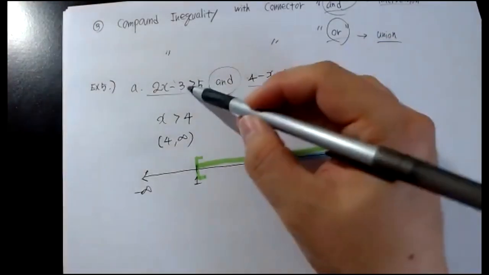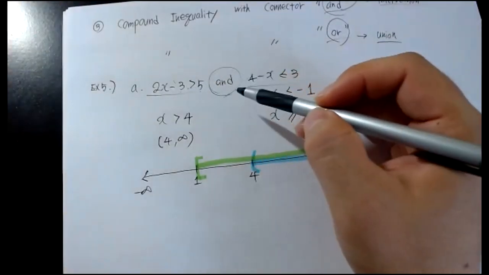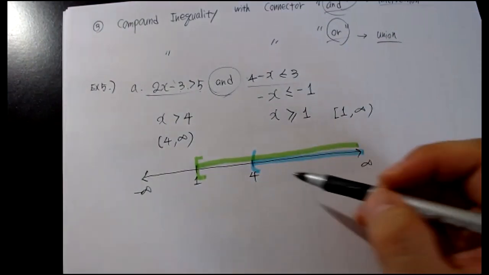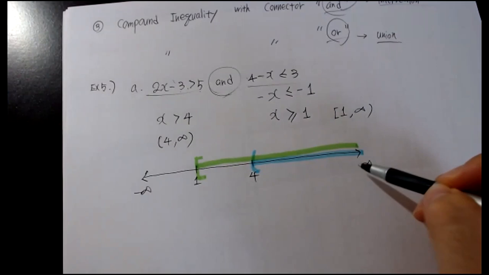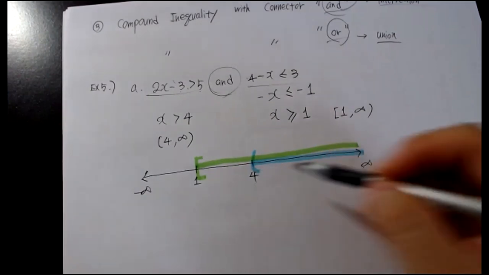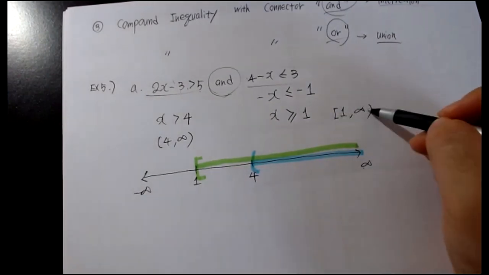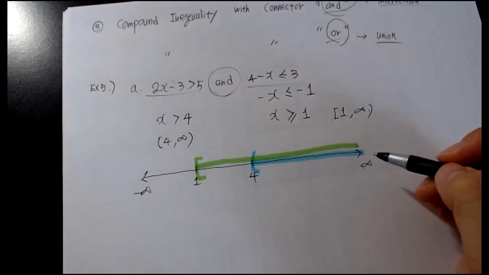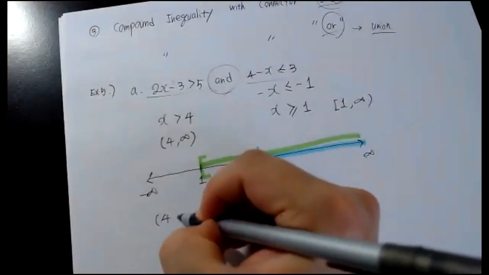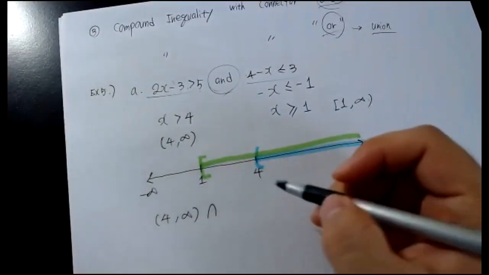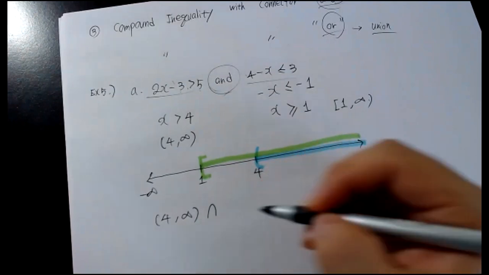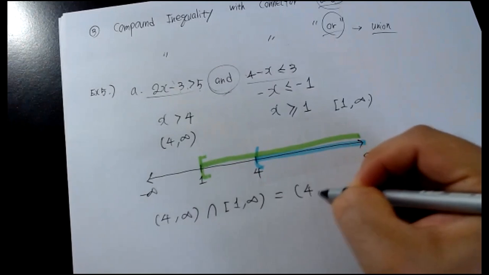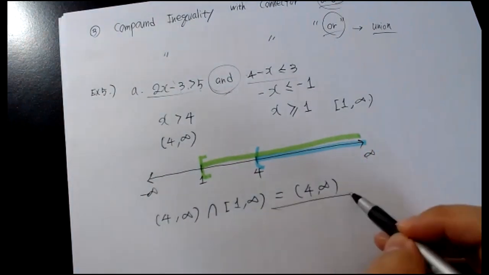So, two linear inequalities connected with "and", so we have to find the intersection. As you can see, the interval 4 to infinity belongs to the closed interval 1 to infinity. So 4 to infinity is the intersection of the two solution sets. 4 comma infinity intersect with closed interval 1 comma infinity is equal to 4 to infinity. So that's the answer.